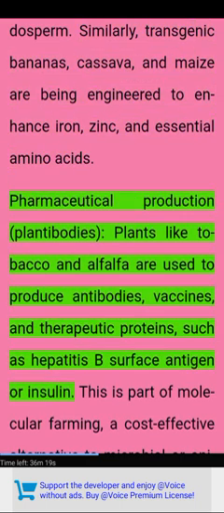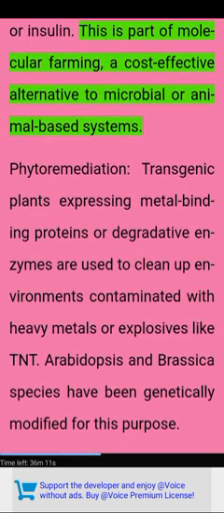Pharmaceutical production, plantibodies: plants like tobacco and alfalfa are used to produce antibodies, vaccines, and therapeutic proteins, such as hepatitis B surface antigen or insulin. This is part of molecular farming, a cost-effective alternative to microbial or animal-based systems.